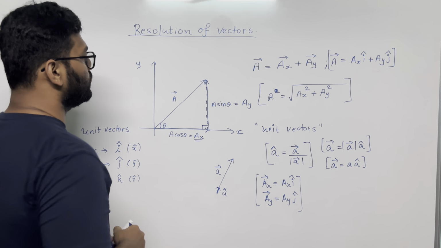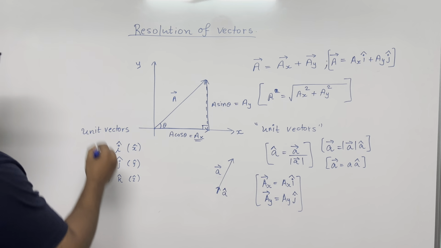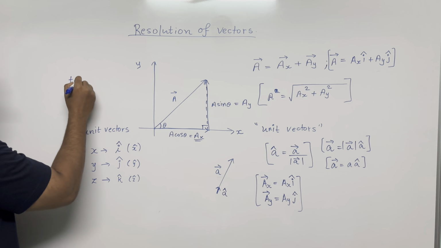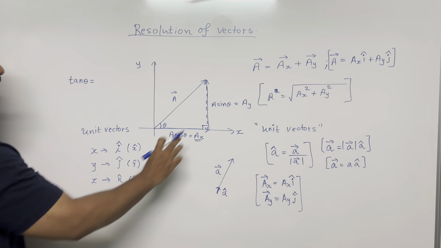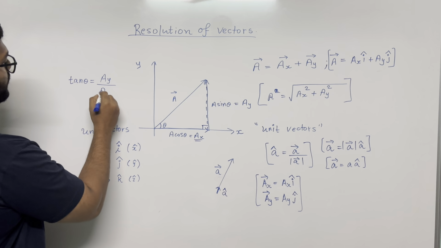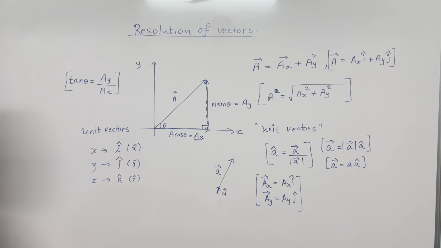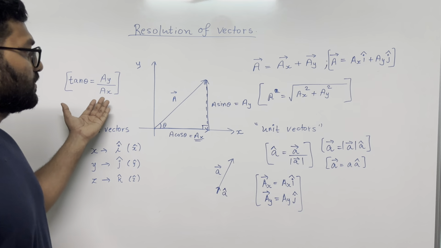Now what if I want to find out this angle theta? Then what you do? You take tan theta is equal to, opposite side is ay divided by ax. That is simply tan theta, right? So this will give you the direction.